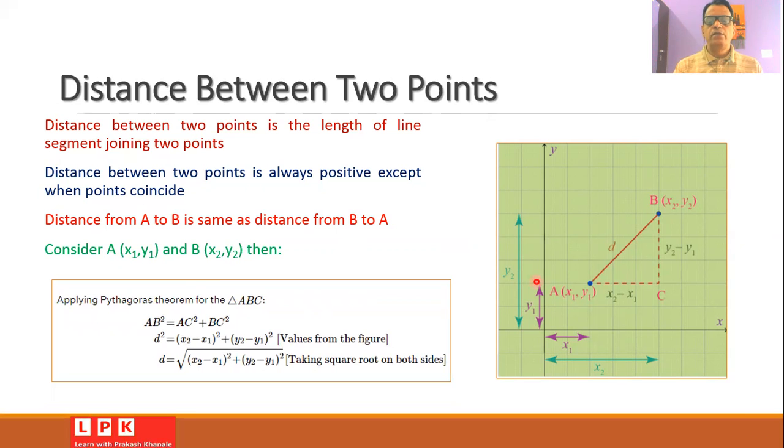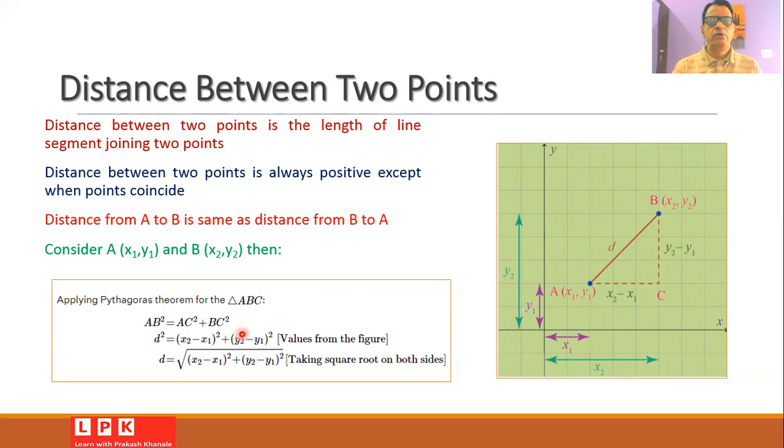In order to find the distance between the 2 points, I will consider another point C in such a way that the triangle ABC is formed and the angle ACB is 90 degrees. Therefore, for the triangle ABC, when I apply the Pythagoras theorem, one can easily write that AB square is equal to AC square plus BC square. And AB is nothing but the distance D.